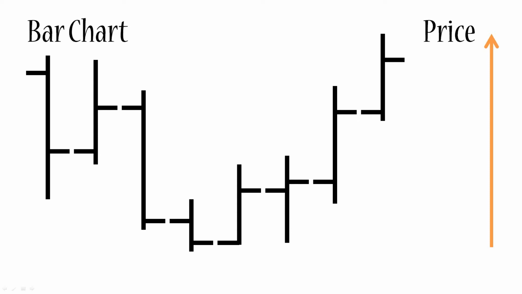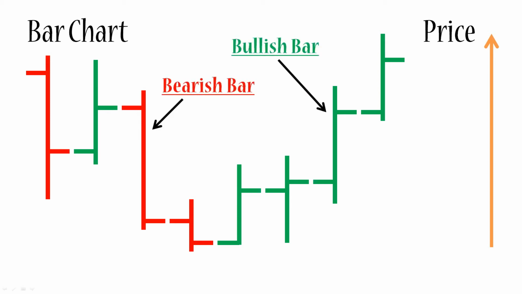Now sometimes these bar charts can be colored into red and green rather than just black to help traders see right away which bars are going down and which bars are going up. Bars that are going down are called bearish bars, and bars that are going up are called bullish bars. But we'll talk more about bears and bulls in one of the upcoming tutorials. Now, this is a bar chart.